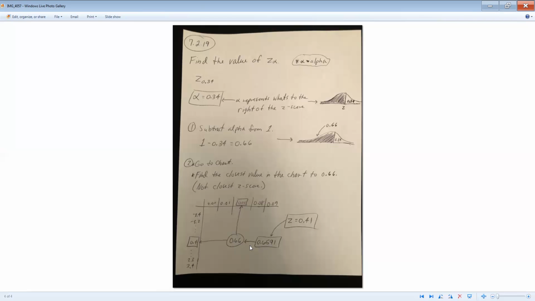Once you establish that value, you go and find the corresponding Z-score. So the corresponding Z-score to 0.6591 is 0.41. So 0.4 will be here on this left column, and 0.01 would be on the top row. So 0.41 would be the Z-score that corresponds to 0.6591, and that's your answer. That's the value of Z alpha. All right.